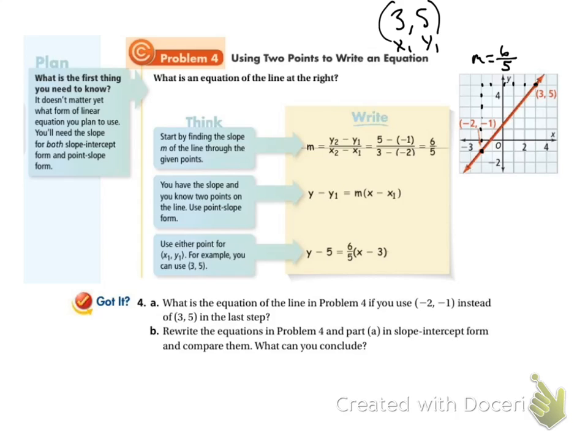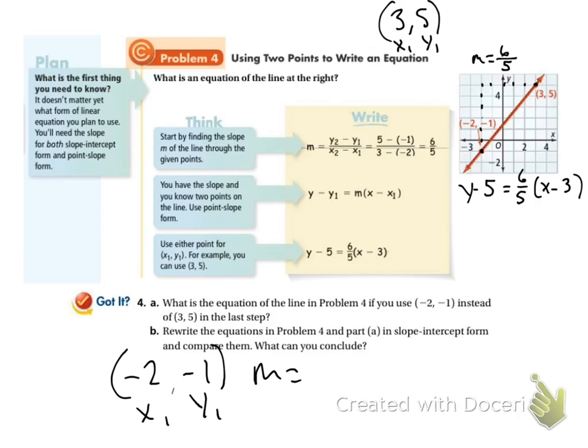And then I can plug this in to our formula. y minus y1 equals m times x minus x1. So my y1 is 5. My m is 6/5. My x1 is 3. And there's my equation.